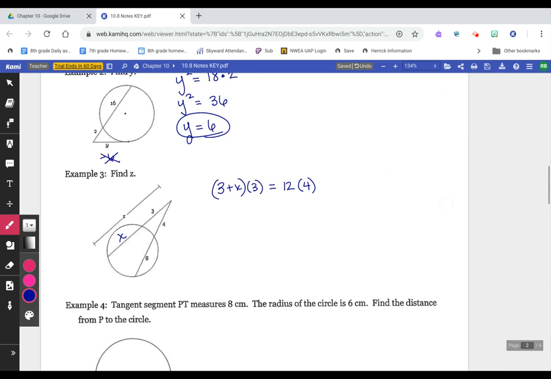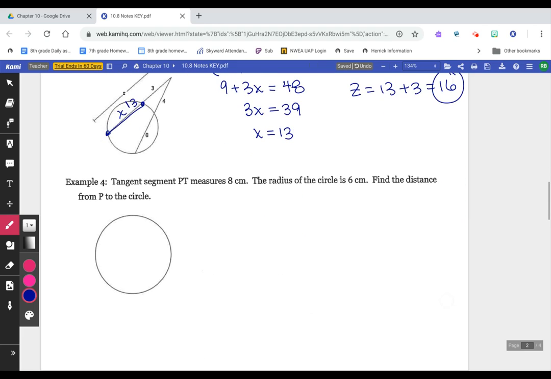Okay, so let's distribute this 3. We have 9 plus 3x is equal to 48. Subtract your 9, and you get 3x is equal to 39. Divide by 3, and we get x is equal to 13. So if this is 13, this portion from here to here, then z would be 13 plus 3, which equals 16.